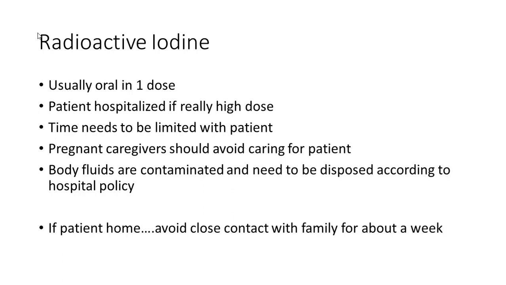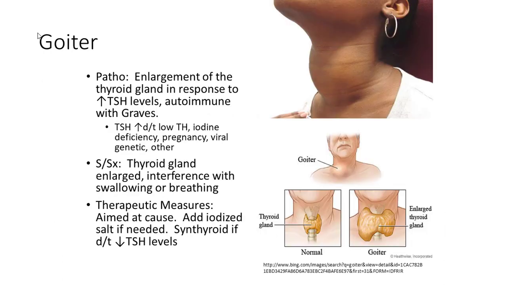So radioactive iodine is generally an oral dose that they take, one dose. If it's really, really high, these people are going to be in the hospital. People that are pregnant should stay away from anything that's radioactive, obviously. Body fluids are contaminated with radiation, so generally it's wear double gloves, flush twice, you name it. And if the patient's at home, maybe it's not an extremely high dose, but they need to avoid close contact with their family for a week, just because of the radiation.